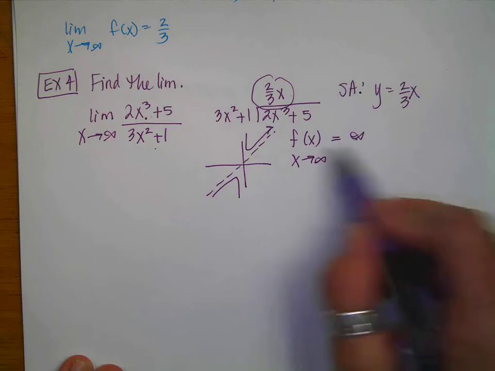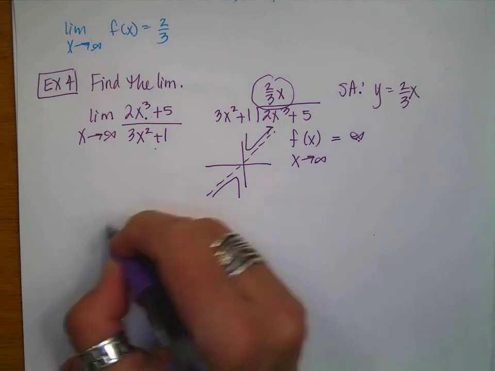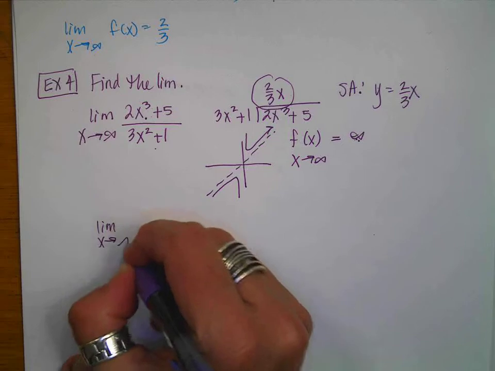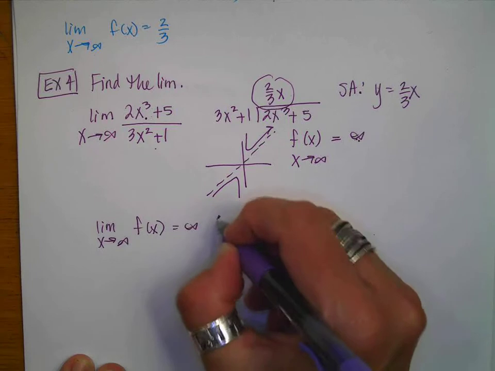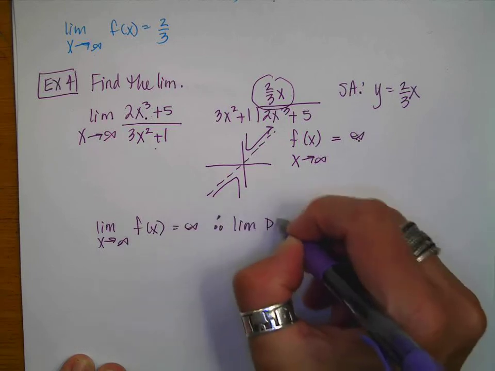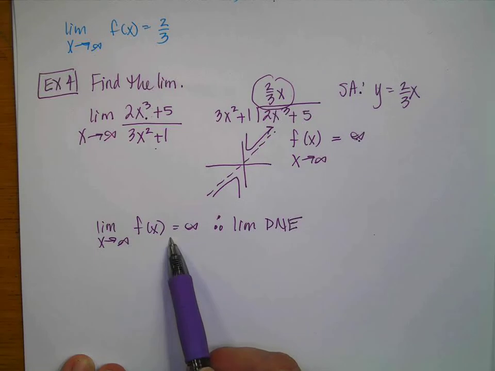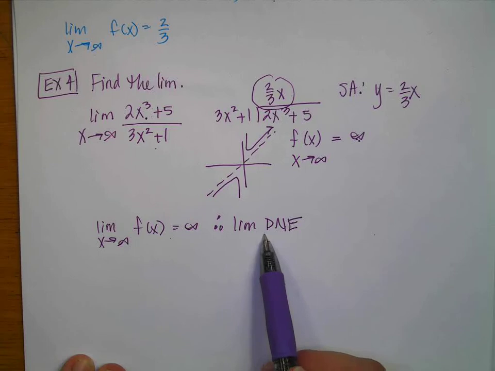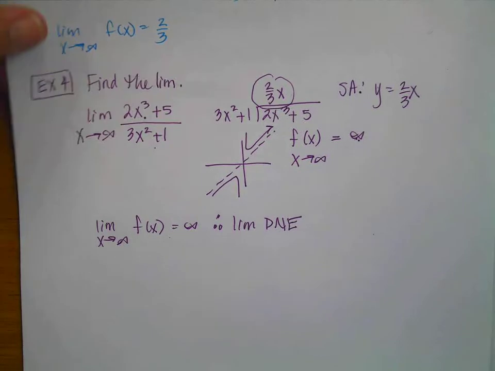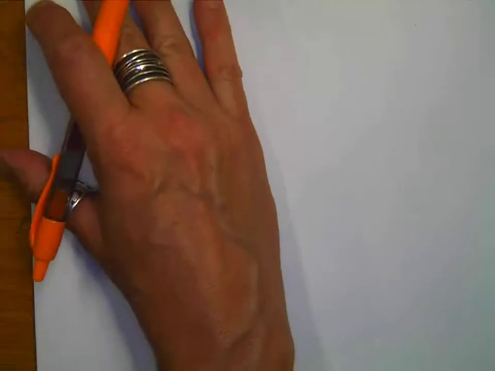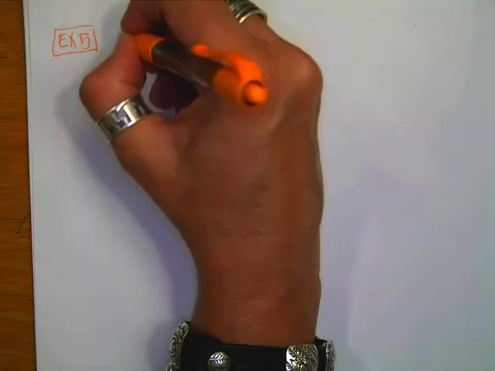Technically, we could write that the limit is infinity, but because it increases without bound, the limit doesn't exist. So I would write the limit as x approaches infinity of f of x is equal to infinity, therefore the limit does not exist. Okay? This acknowledges that you know what the function is approaching, and it acknowledges that the limit technically doesn't exist because the function would increase without bound. All right, we have one more example to do, and then we're done for the day.